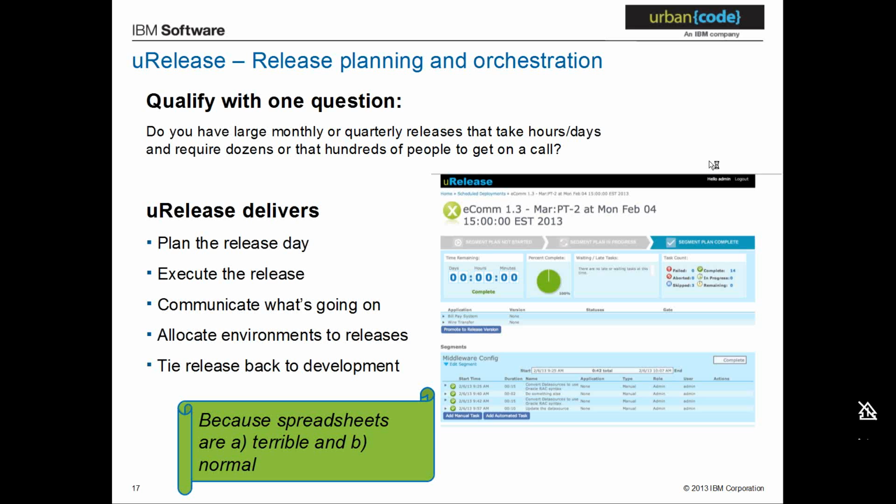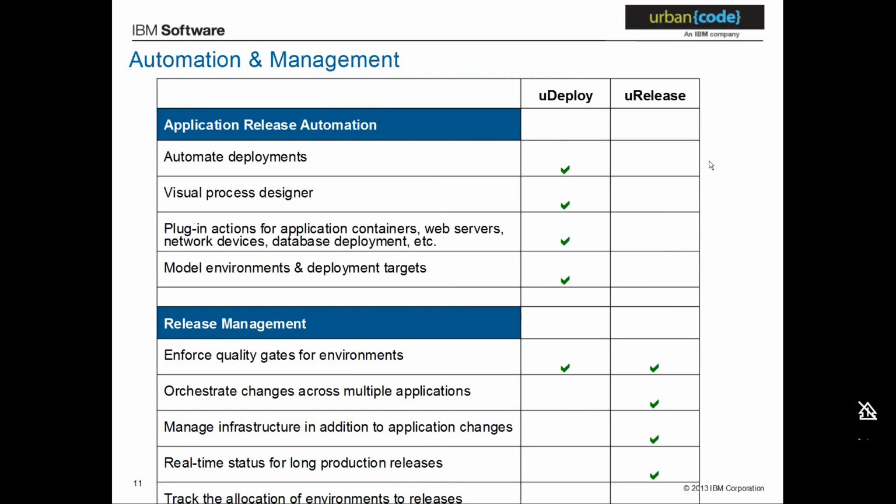If somebody has to watch the health of my product, then uRelease is a product wherein somebody can come and see what is happening and how things are happening. Also, we say that uRelease is basically a spreadsheet killer. That's how it orchestrates the complete release and automation process.